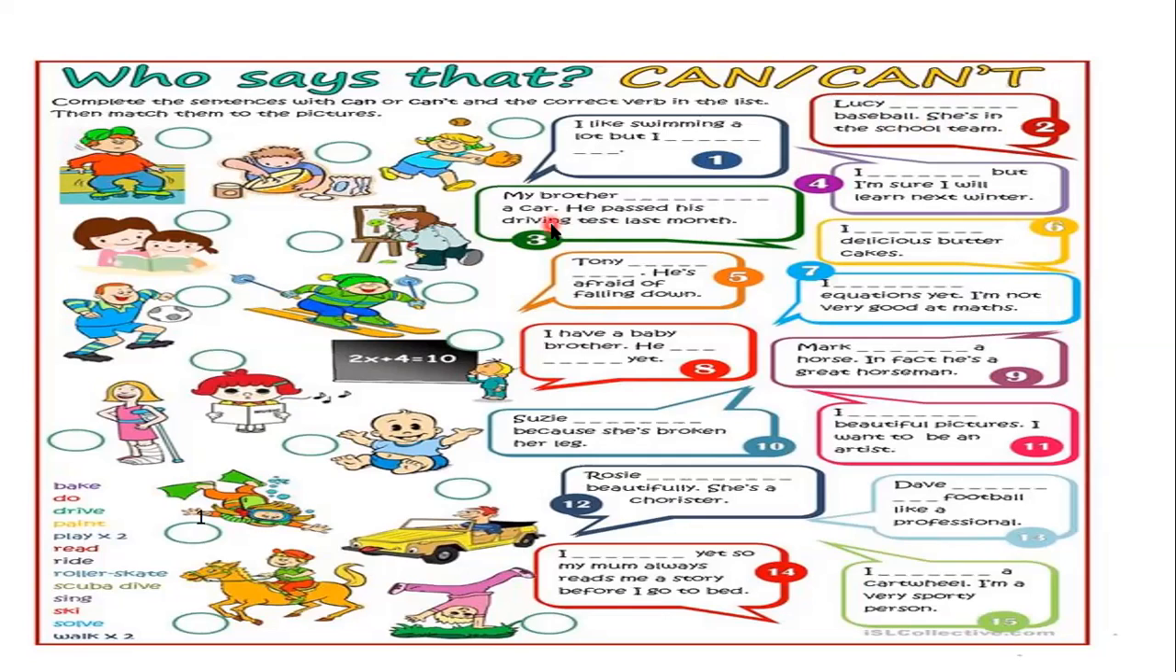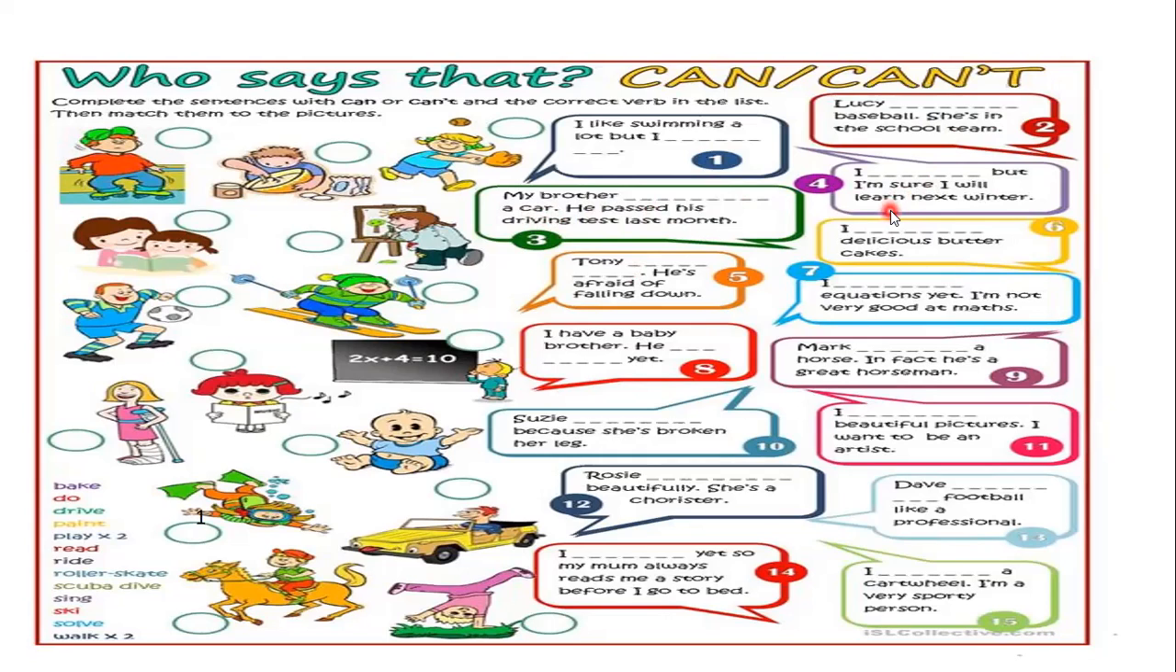Okay, number three, my brother can drive a car. Can affirmative or can't? It's affirmative. Okay. It's affirmative, right? Because it says my brother can drive a car. He passed his driving test last month. So the second sentence is strengthening the first one. It's like number two, right? Okay, excellent.